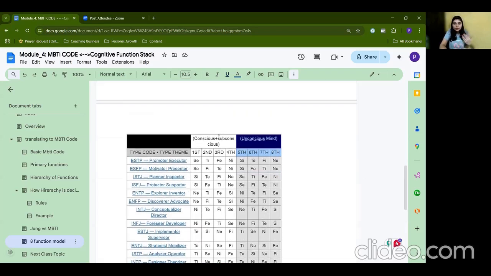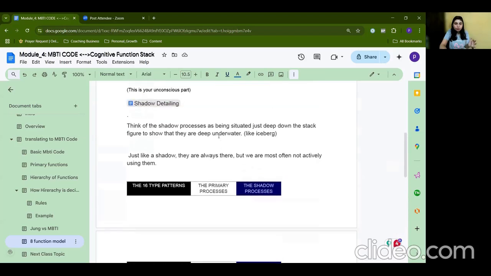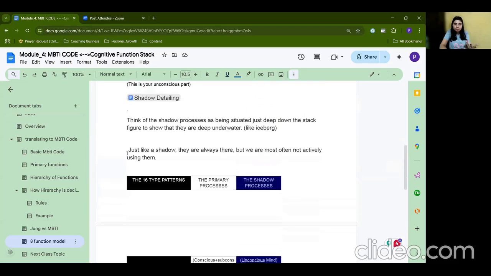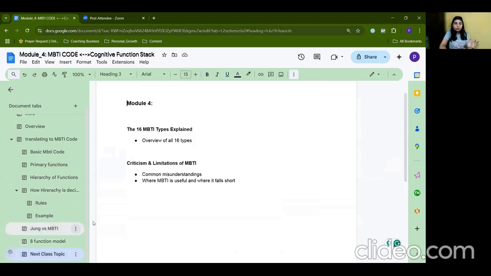So we will get into more depth in the further classes, but I hope you got the basic understanding of different MBTI codes, what the primary functions are, how we derive the cognitive function stack, how the eight function model is represented, what shadow functions are, a basic idea of things. And that's all for today's class.